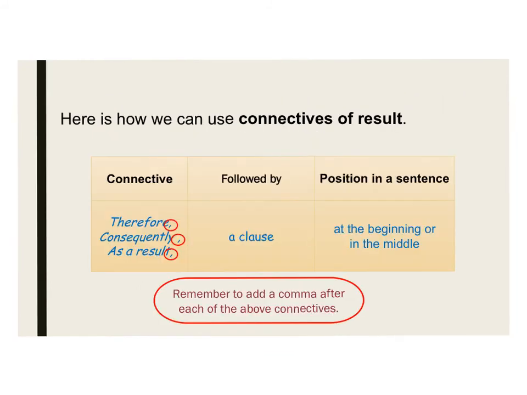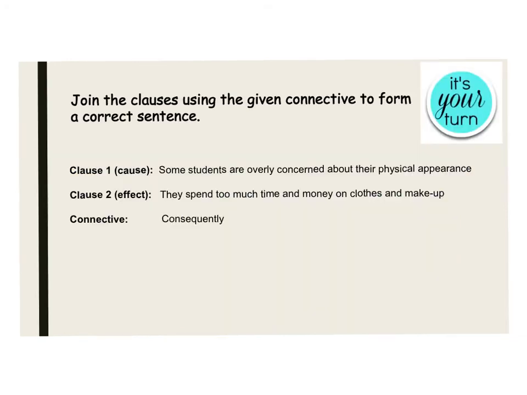When we use the connectives of results, such as therefore, consequently, as a result, remember to add a comma after each of the above connectives. Before we end this video, let's do one more exercise. The question requires you to use the connective consequently. Do you still remember when we use the connective consequently, it is a cause-effect sentence?